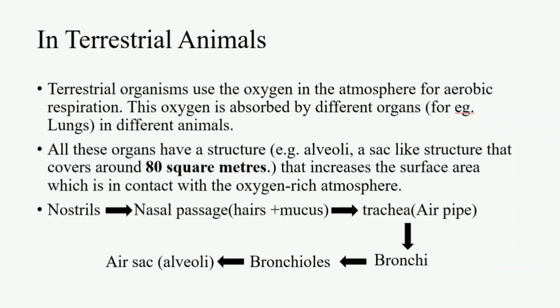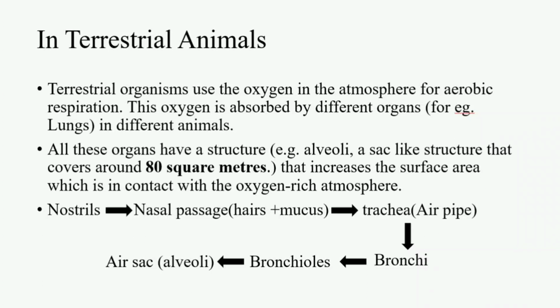This oxygen is absorbed by different organs like lungs in different animals. All these organs have a structure like alveoli, which is a sac-like structure, and alveoli is responsible for increasing the surface area. Now let's see the flow chart, how the air will get inside into the terrestrial animal's body.